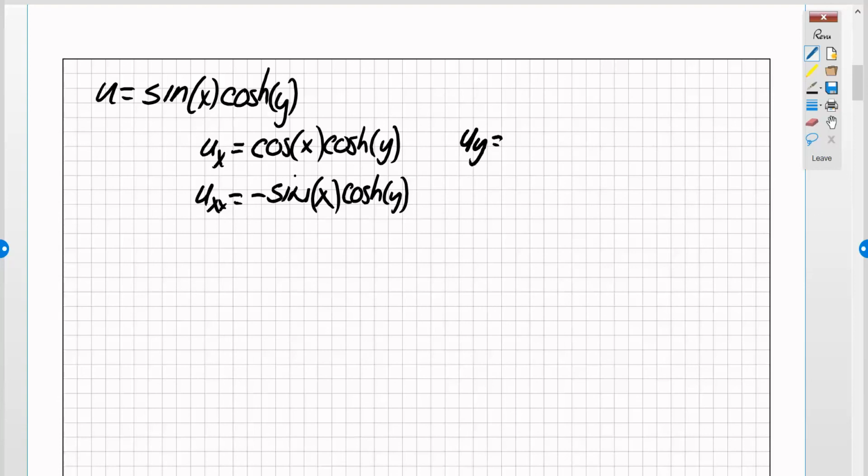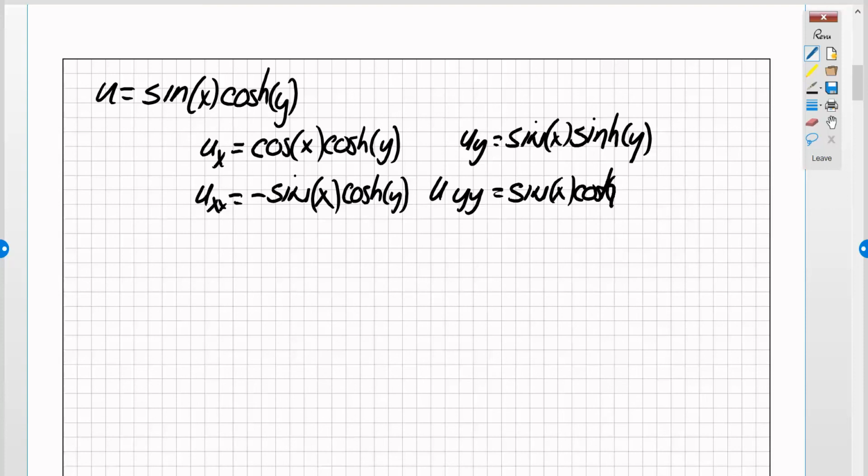uy is equal to the sine of x times the hyperbolic sine of y, and uyy is equal to the sine of x, held constant, times the cosh of y. And we can see if we're going to add these two terms together, they do in fact sum to 0. So it is harmonic.